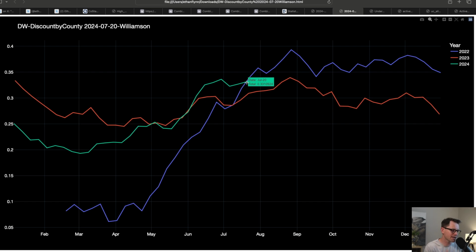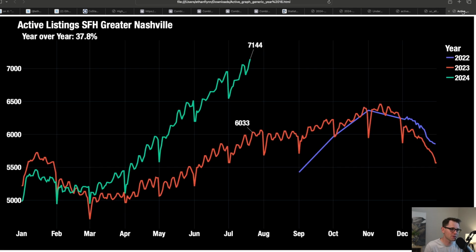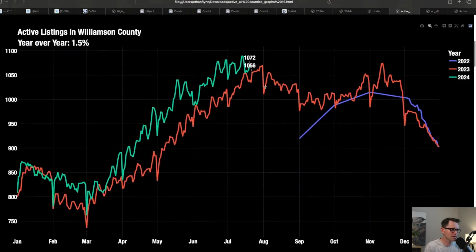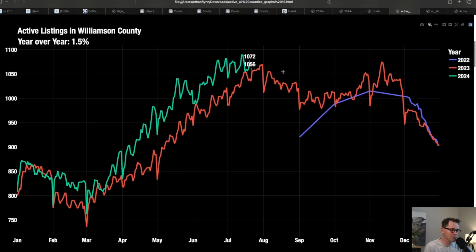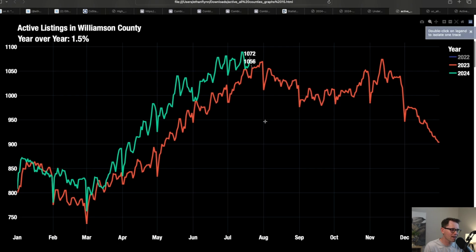So actually Williamson County is much stronger, guys. I just want to say the sellers are nervous. Don't get me wrong. Sellers are nervous, but Williamson County is just much, much stronger. Active listings, we made a new high, up 37.8% over the last year. Okay. But when we look, where's it up the most? Not in Williamson County. Williamson County active listings are basically flat, only up 1.5%.